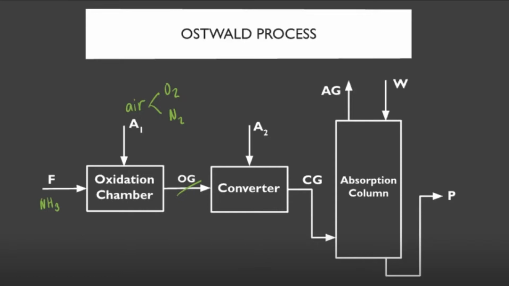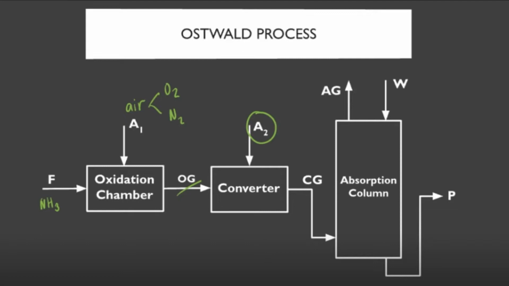Now, you might have noticed that there is an A2 in the process. A2 is what we call the secondary air. This is a provision of fresh air for the converter, and the purpose of this is to enhance the oxygen content of the mixture. This is in case the oxygen gets depleted from the primary air A1.